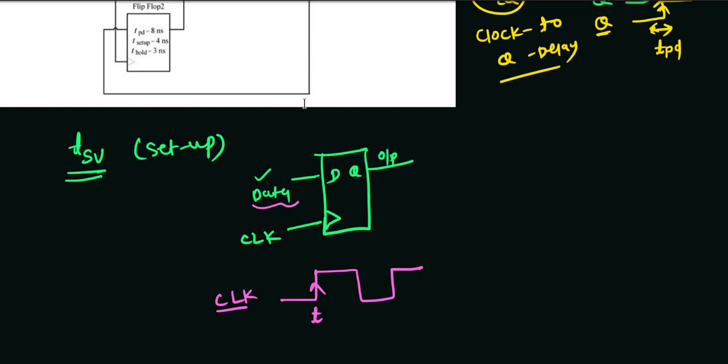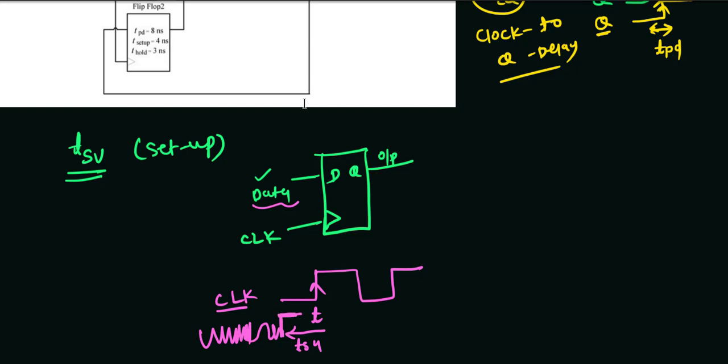Okay, and be there and do not change. So data, at least t setup time before, should come and be stabilized there. From the t time period, at least t setup time before, my data may be changing here, but at least here my data should be stabilized.